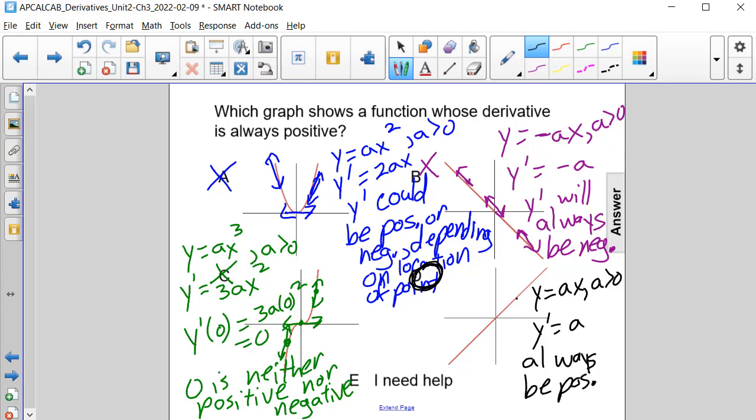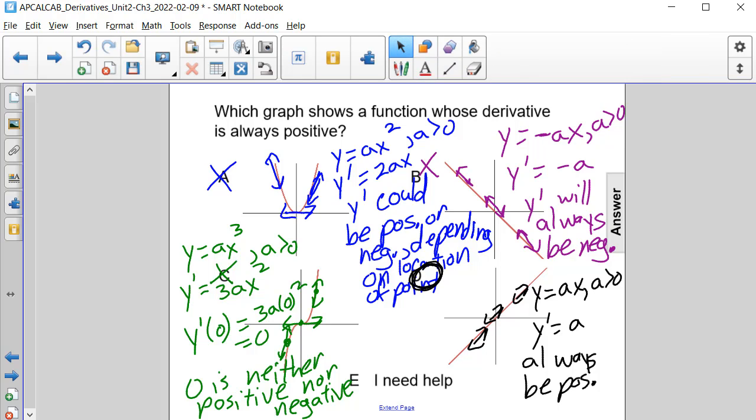And D, all of our tangent lines will lie along this line and they will always be positive. That is why D is the correct answer for this problem.